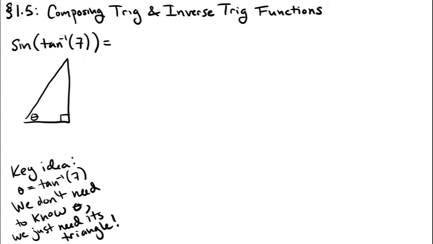So here's the triangle, and what we know about this triangle is that tangent theta is 7. That's the meaning of theta equals arctan 7. I know tangent theta is opposite over adjacent. I want that to equal 7, so I'll call it 7 and 1. And now the third side I get from the Pythagorean theorem. Now that we have all the side lengths filled in for this triangle, we can compute the sine of theta, which is 7 over the square root of 50.